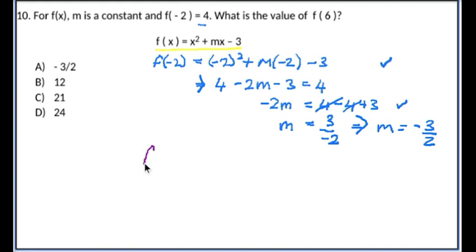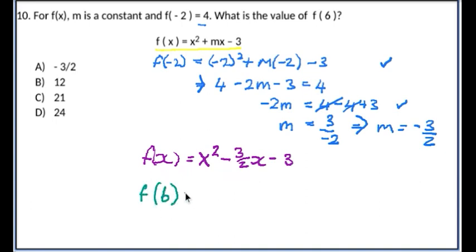So f of x now becomes x squared plus minus 3 over 2 x minus 3. So now for f of 6, substitute 6 instead of x now, and we will get 6 squared minus 3 over 2 by 6 minus 3.